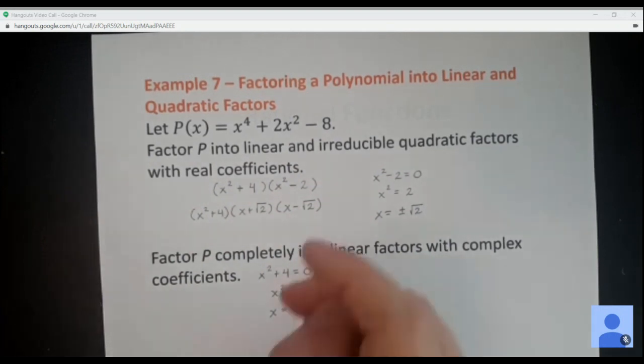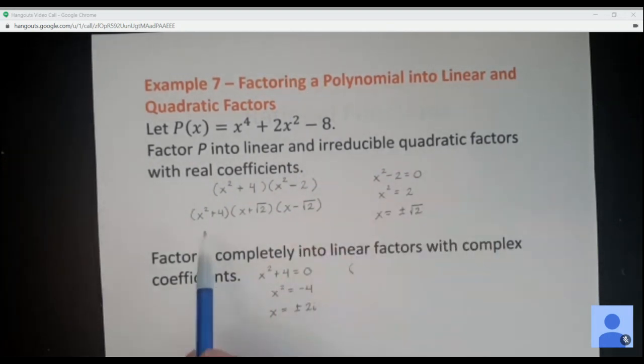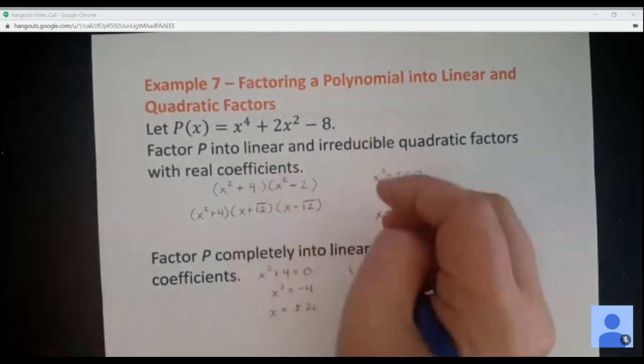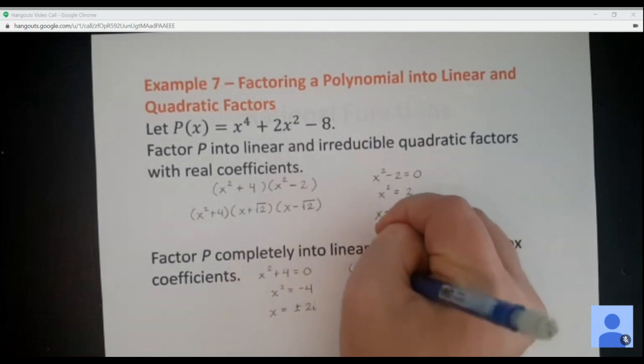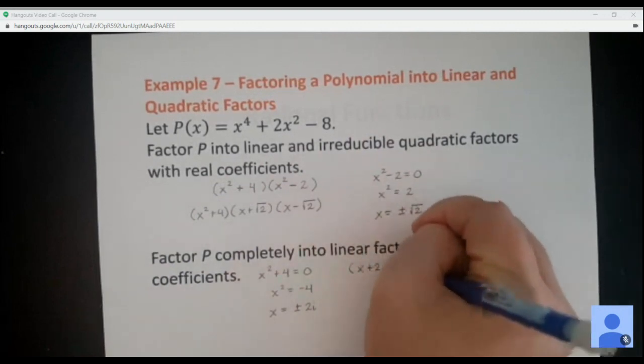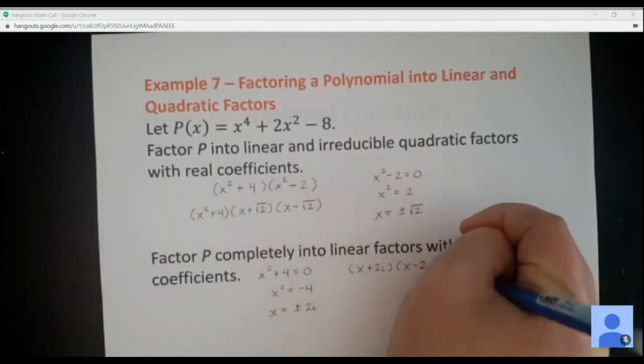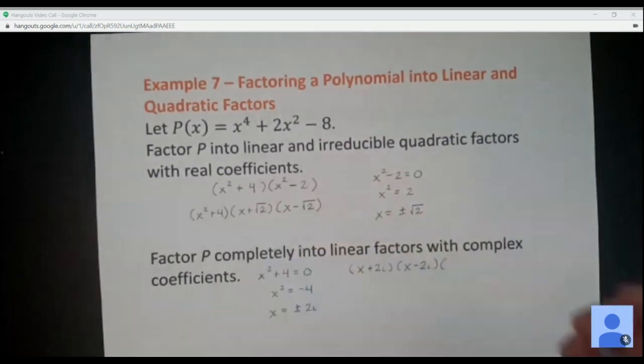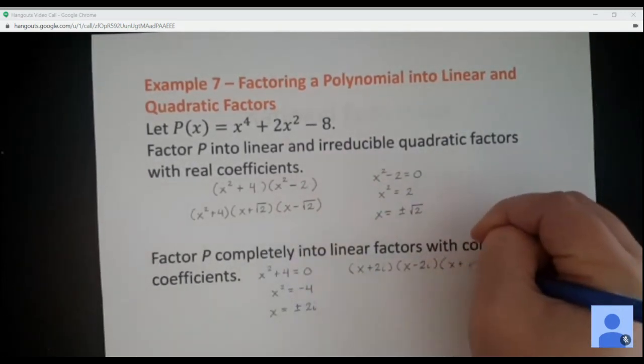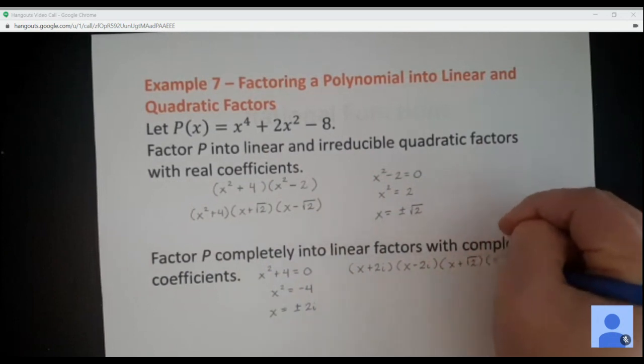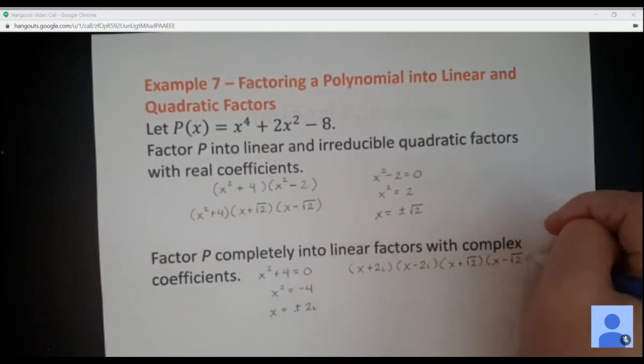Now, if we want this completely factored, I'm going to come back up here. This x squared plus 4 then is going to factor into what two factors? Good. x plus 2i and x minus 2i. And then we already said we had the linear factors from up here, so we're just going to bring those down. So x plus the square root of 2 and x minus the square root of 2.